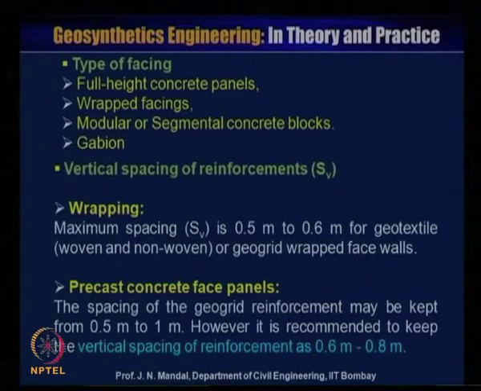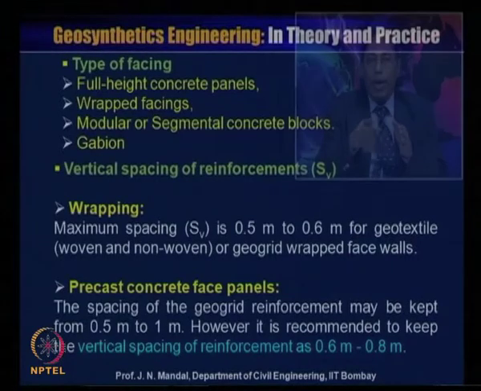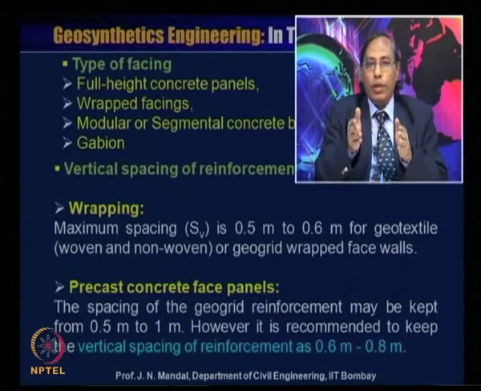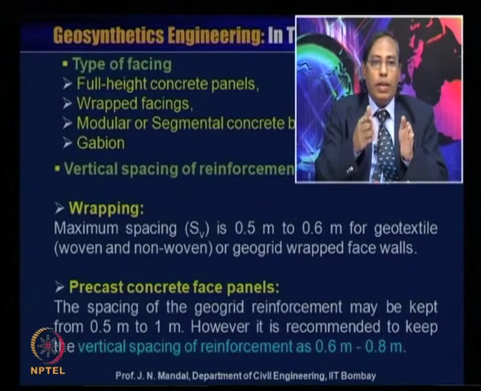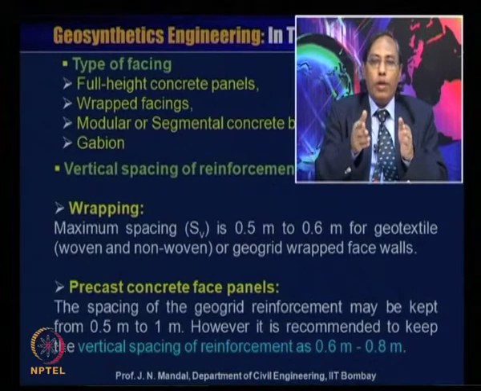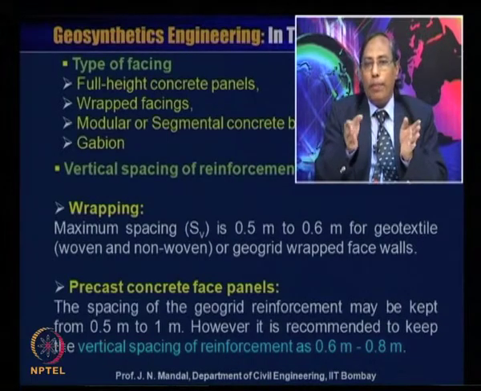Now, what is the type of the facing? It may be a full height concrete panel, then wrap facing, or modular or segmental concrete block, or gabion facing. And you should know what the vertical spacing of the reinforcement, SV, will be. If it is a wrapping system, the maximum spacing SV is 0.5 meter to 0.6 meter for geotextile. It may be woven geotextile or non-woven geotextile. And sometimes you can also use geogrid as a wrap face wall.